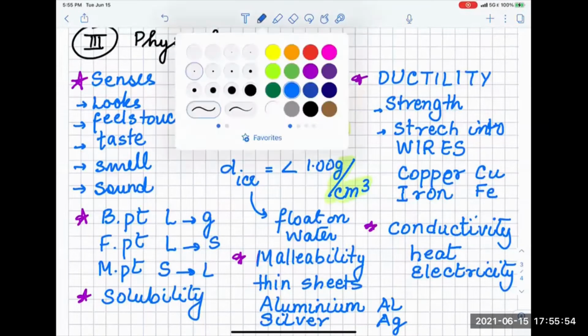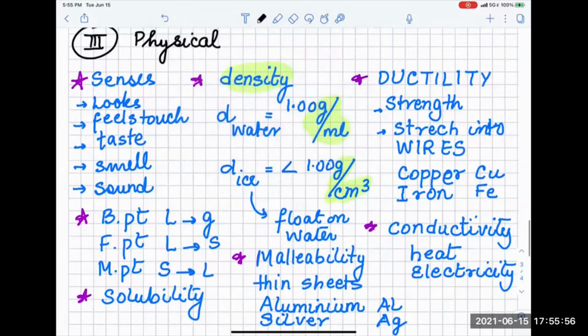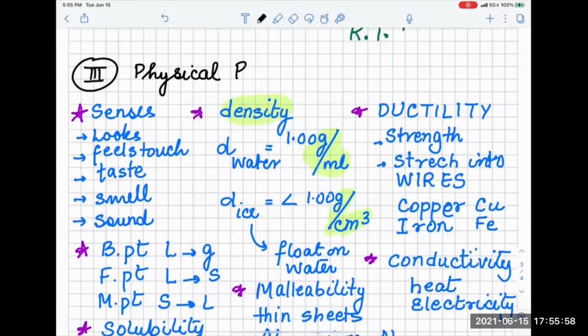These are called the physical properties of the substance. So you define a substance by its properties. Gold is going to shine, right? Silver is going to shine, aluminum is going to shine, copper is going to shine, but iron doesn't shine. So that's a property. You can clearly look at it.